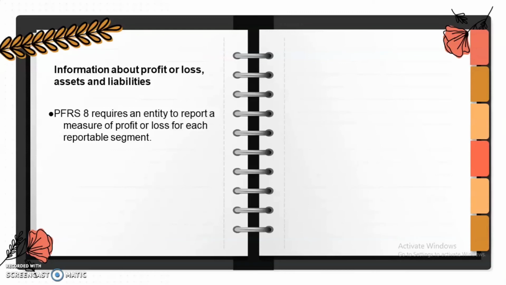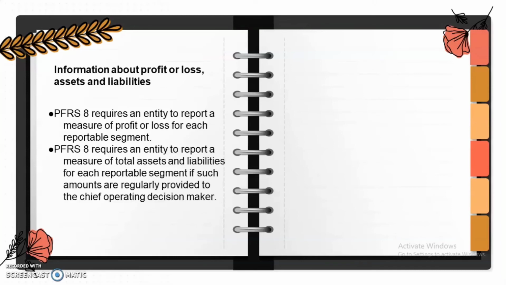So here's the information about profit or loss, assets, and liabilities. According to PFRS 8, an entity is required to report a measure of profit or loss for each reportable segment. Here, it just says that according to PFRS 8, an entity is required to report the measure of profit or loss for each reportable segment. Next, according also to PFRS 8, an entity is required to report the measure of total assets and liabilities for each reportable segment, when the amount is regularly provided to the Chief Operating Decision Maker.